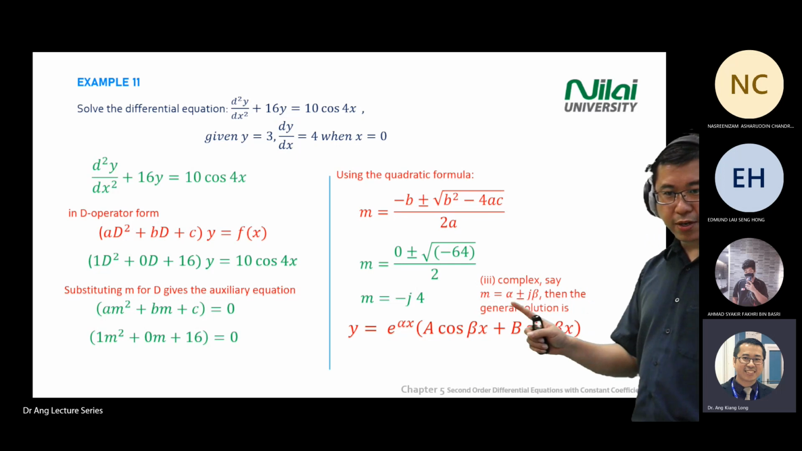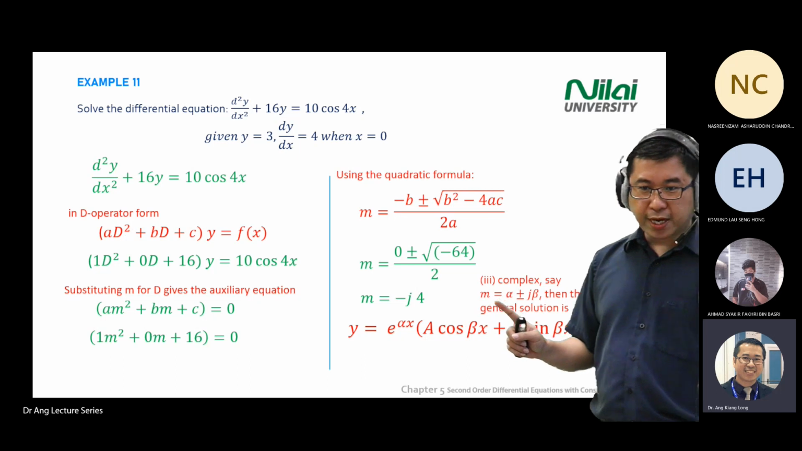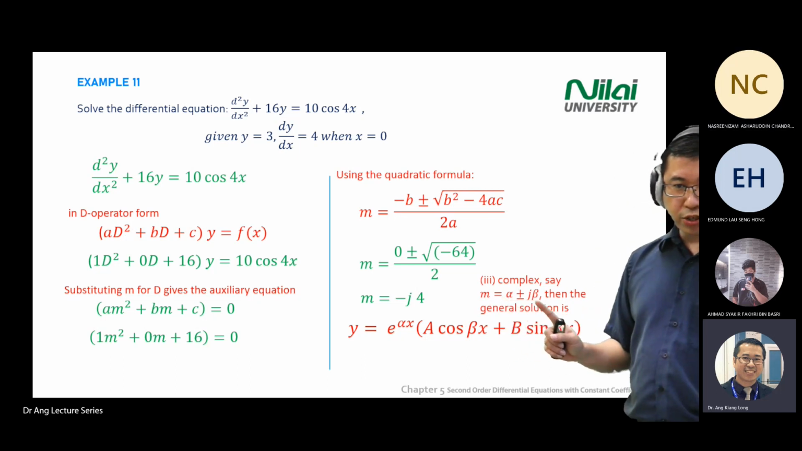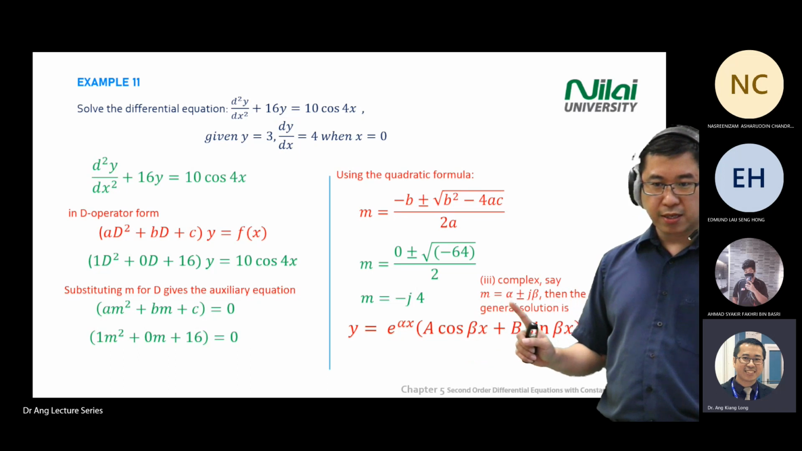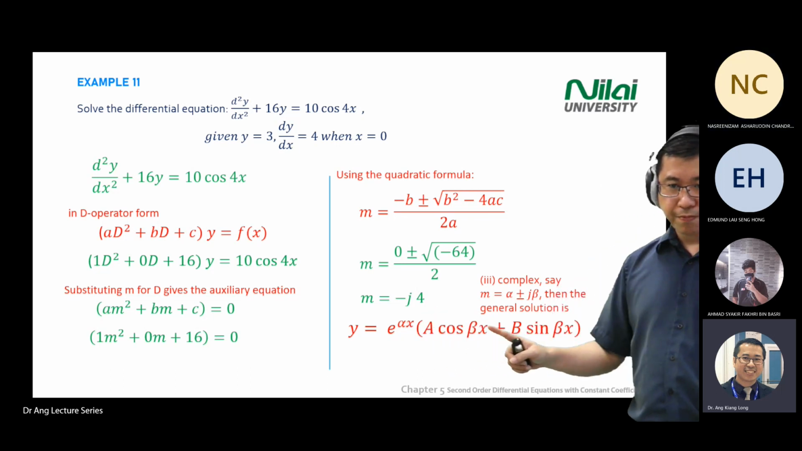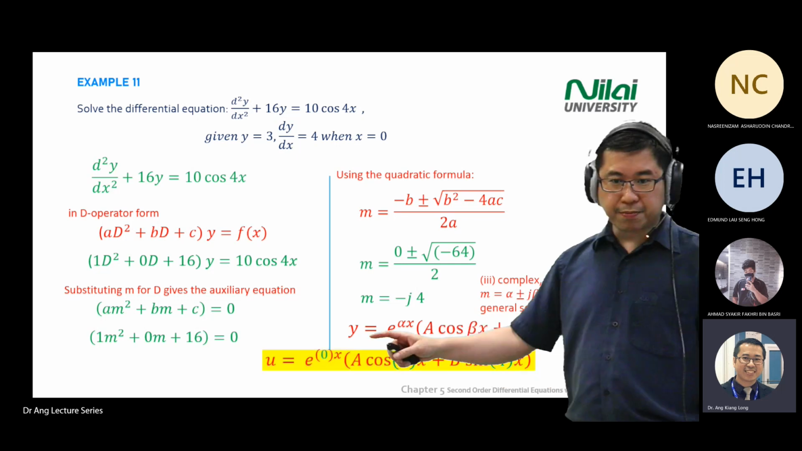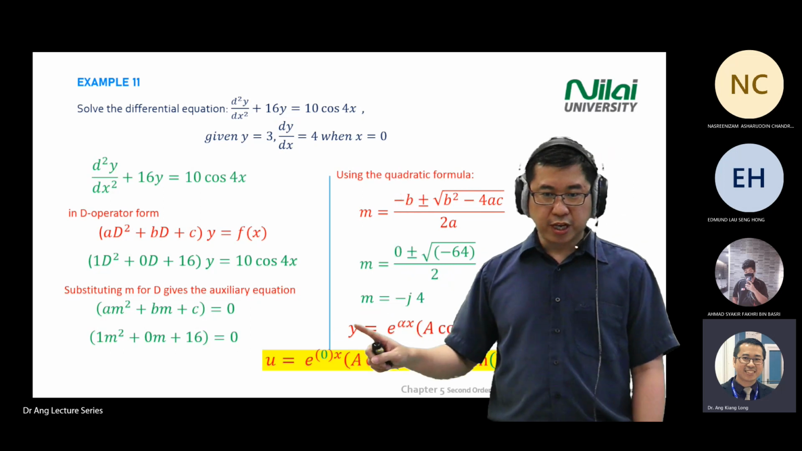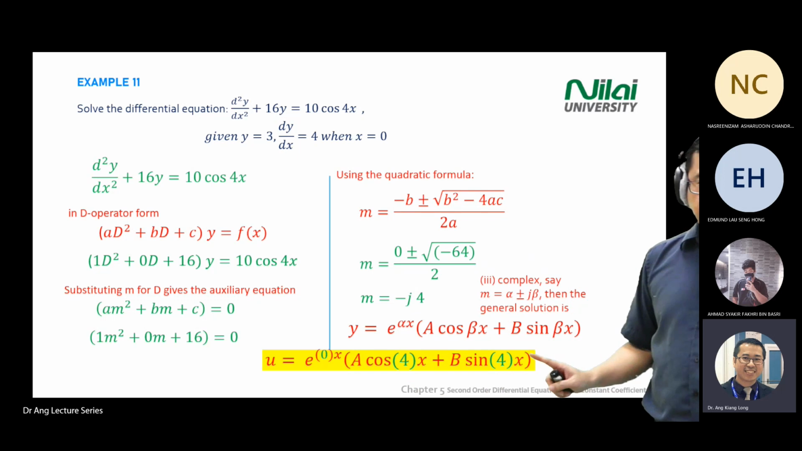Nizam, what is your alpha? If you compare side by side, your standard format M equal to alpha plus or minus j beta. You get minus j4. What is your alpha? Alpha is 0. Correct. Alpha 0, beta is 4. Okay? So remember the next steps in the non-homogeneous: change your Y to U, substitute the alpha and beta, and you get 50% of the question.